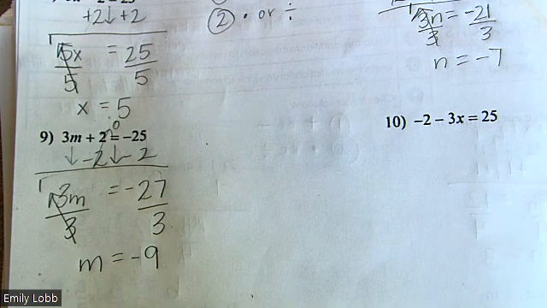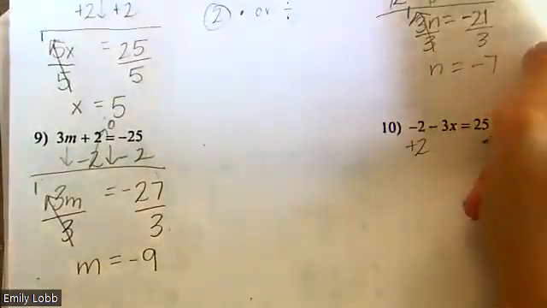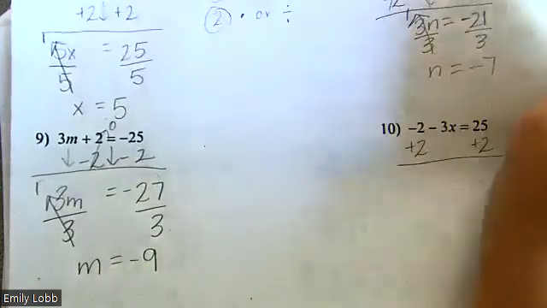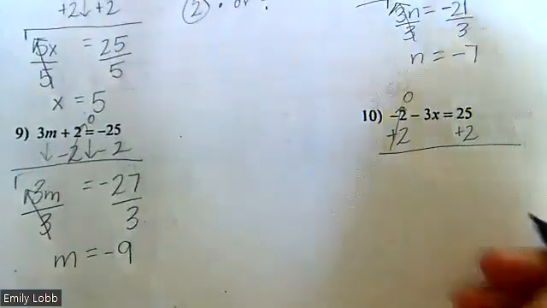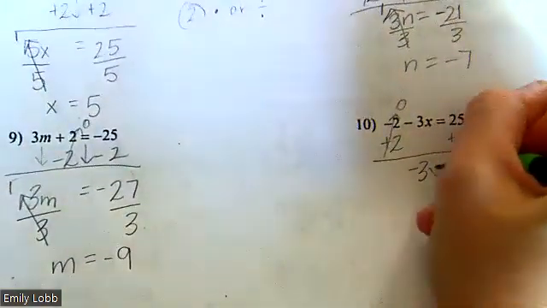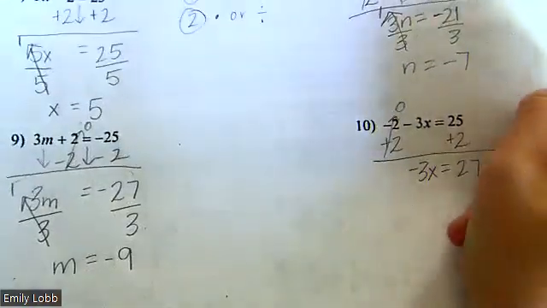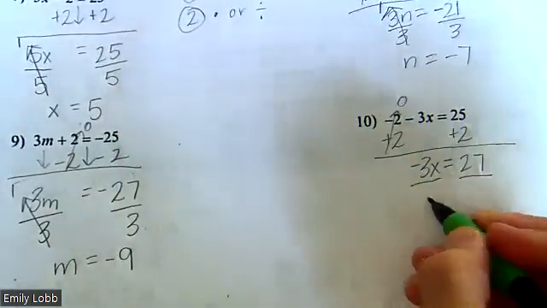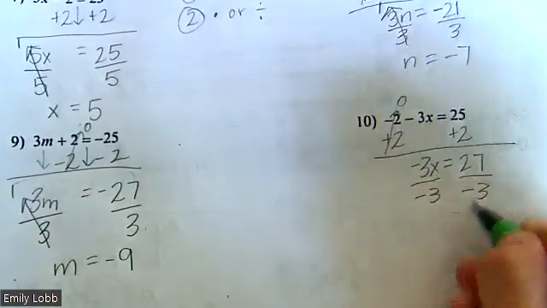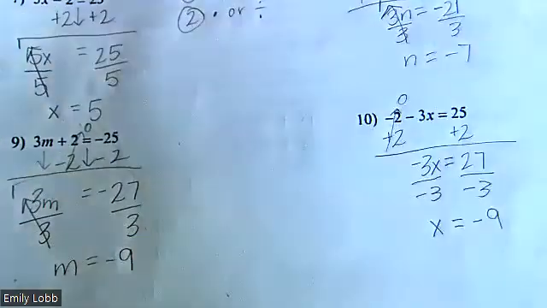What am I getting rid of first in number 10? That negative 2. So what do I need to do to make it a 0? Add 2. Combine it with its opposite, right? That becomes 0. So I'm bringing down a negative 3x. I'm bringing down my equal sign, and 25 plus 2 is 27. So this is very similar to this last one, right? Instead of dividing by positive 3, I'm actually dividing by negative 3. But it gives us our same answer because in both cases, our sign was different with our division.